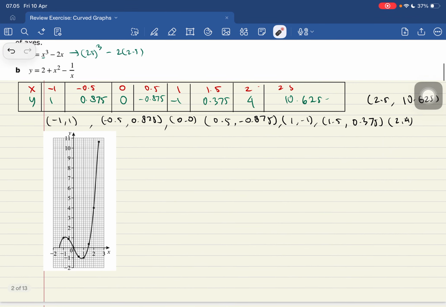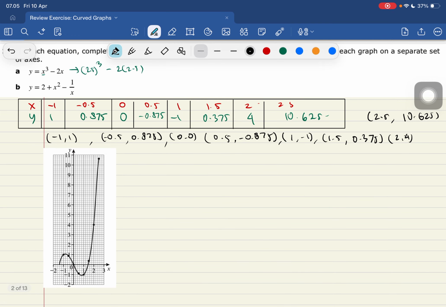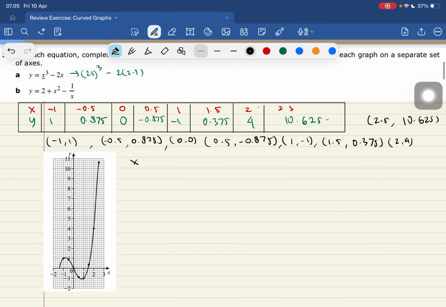Now B, so let me write it somewhere here, B. We have x. For B, the values of x start with -1, the same as before: -1, negative 0.5, 0, 0.5, 1, 1.5, 2, and 2.5. We just substitute into this equation. If this is -1, then 2 plus (-1) squared minus 1 divided by -1. So the first y will be 4.